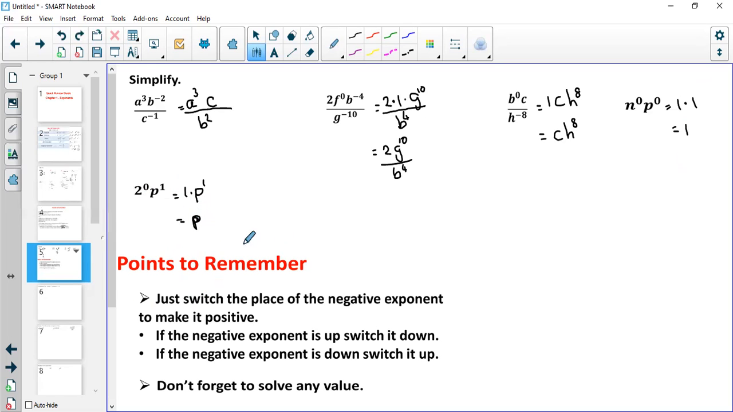Right? So these are the points to remember. Just switch the place of the negative exponents to make it positive. It means if it's up, switch it down. If it's down, switch it up and make it positive. And don't forget to solve any value, value in the sense like these numbers. Don't forget to multiply or divide.